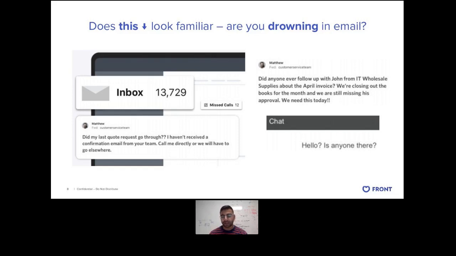So does this look familiar? Are you having an overwhelmed inbox, 13,000 messages? I think the average person today is receiving close to 500 emails in a given day, which is absurd. But there's really not a great solution right now out there to help manage this and make sure that emails are getting triaged, the right person is taking care of the right client, and you have visibility across teams and individuals, so you know that things are being taken care of.